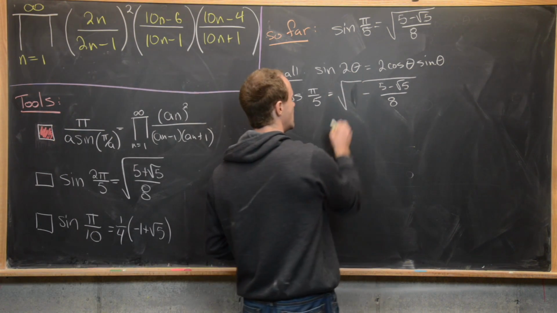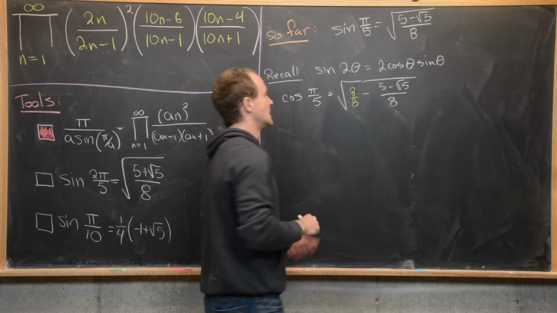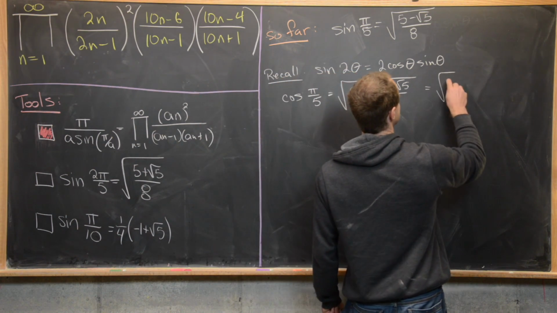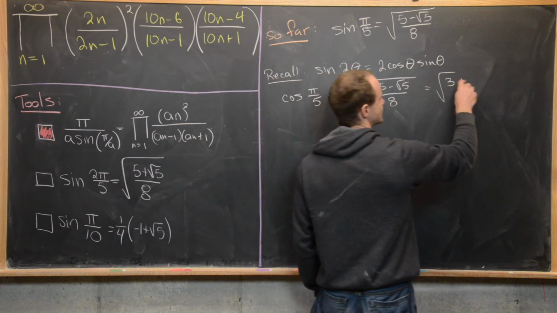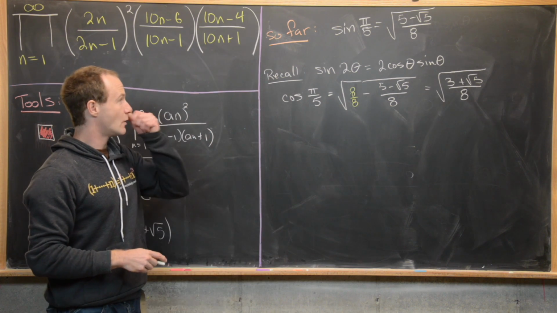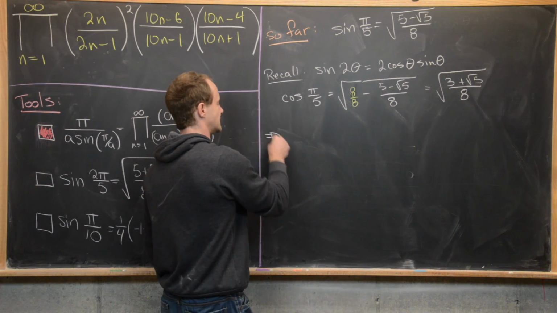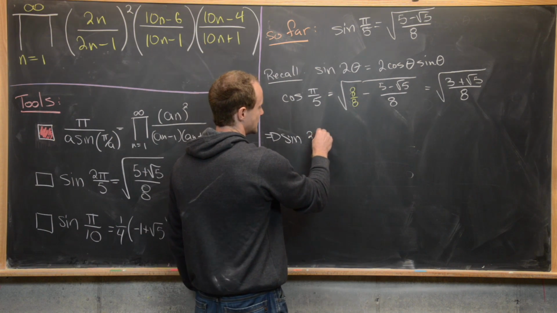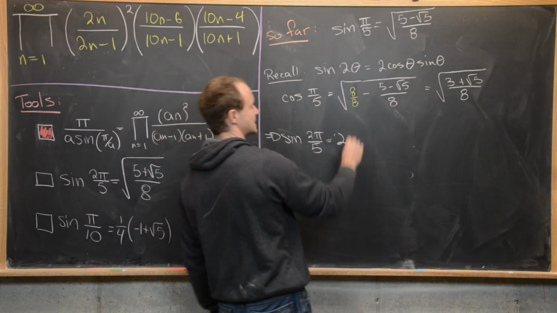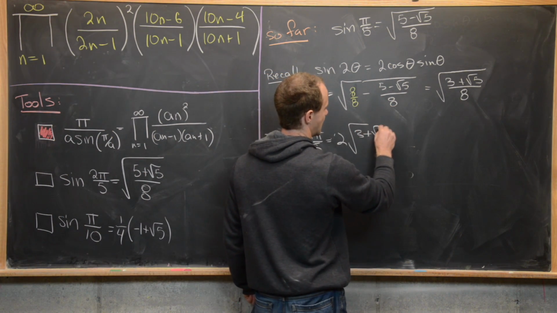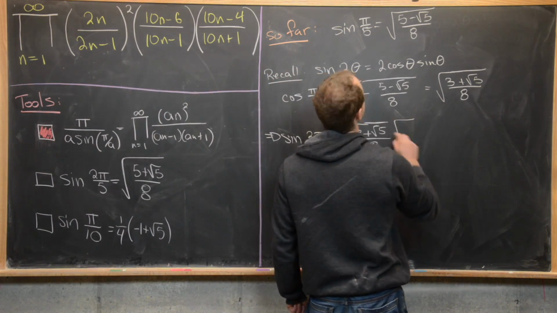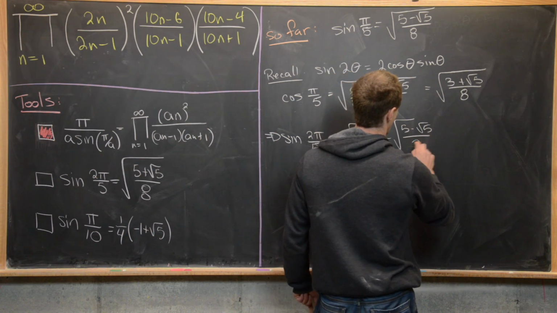We can replace this 1 with an 8 over 8. Then we can think about distributing that minus sign through. So we'll have 8 minus 5, so that's equal to 3, minus negative root 5, so that's going to be plus root 5, all over 8. Good. Now what we want to do is apply this formula. So now we've got sine of 2 pi over 5 will be equal to 2 times this cosine, so that'll be 3 plus root 5 over 8, and all of that is under a square root, times this sine, so that'll be 5 minus root 5 over 8.